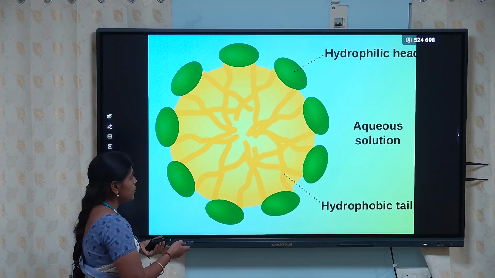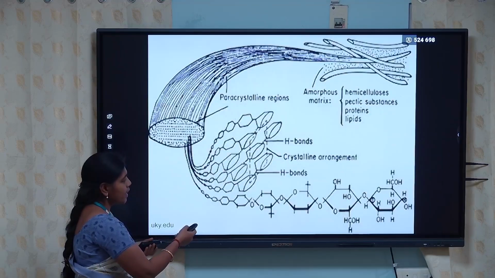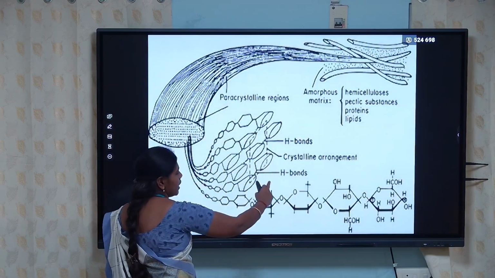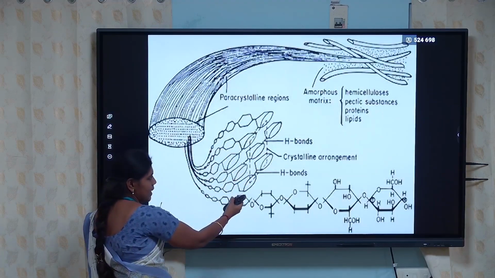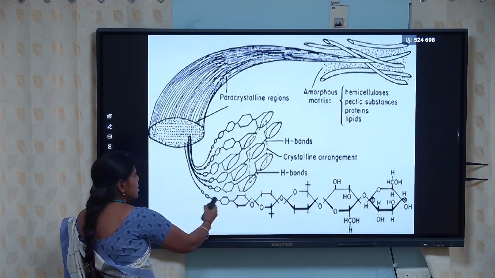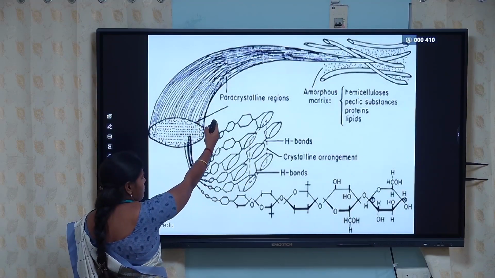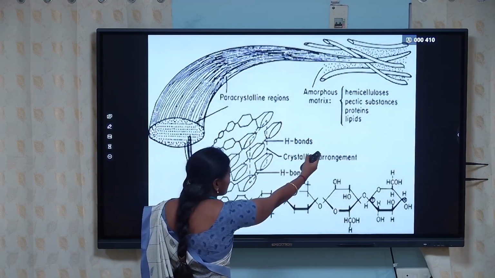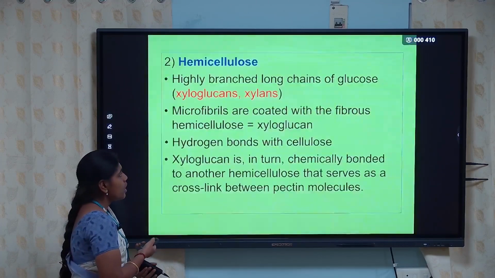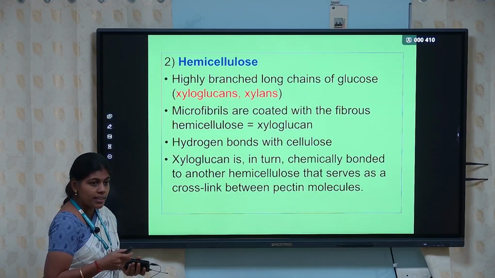So here, the same thing, the bonds in between the micelles, the H bonds and crystalline arrangements. These micelles form the fibrils, and it forms the amorphous matrix and then it forms the cellulose. Okay. And the second component is hemicellulose.